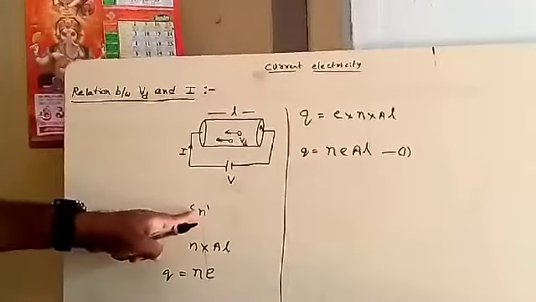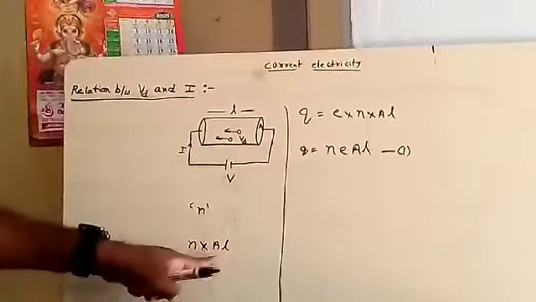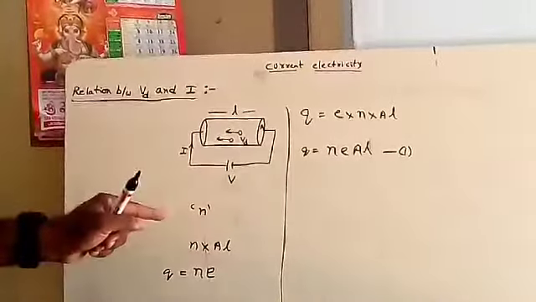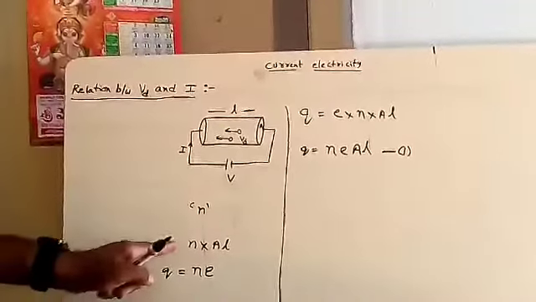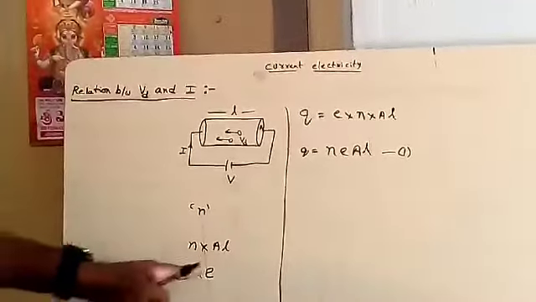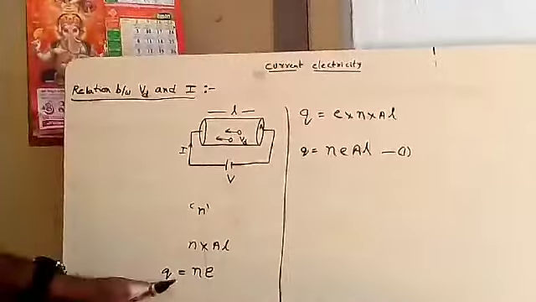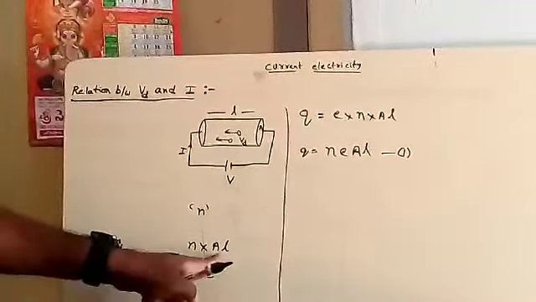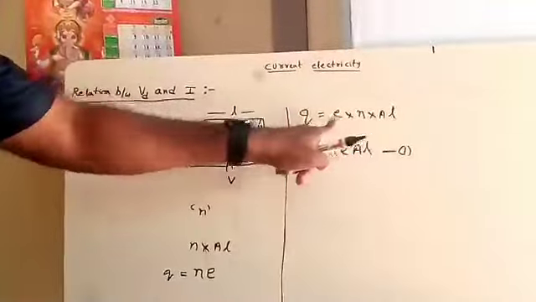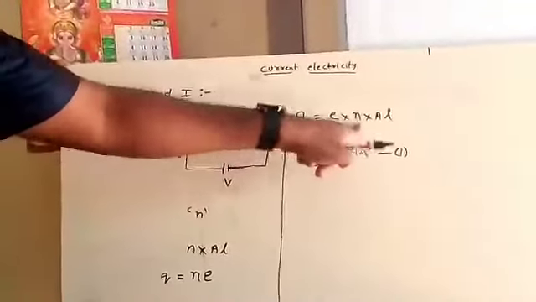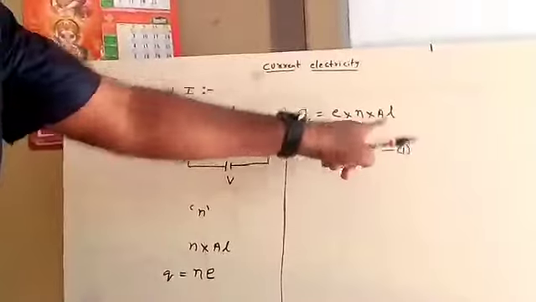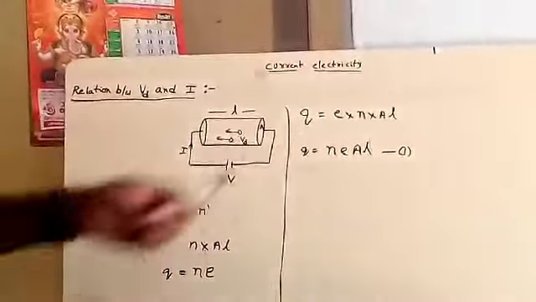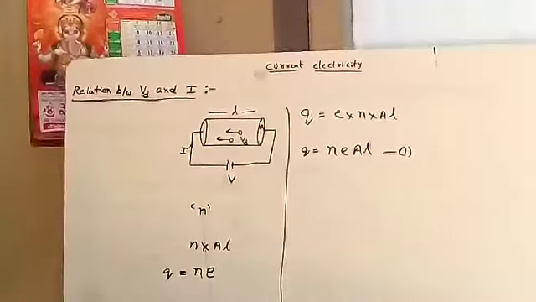If this number of electrons per unit volume is multiplied with volume, you can get the total number of electrons present in the conductor. The total charge of the conductor you can get by using the equation Q is equal to Ne. Simply, I multiply this with the charge. So Q is equal to neAL. This I am taking as equation 1.